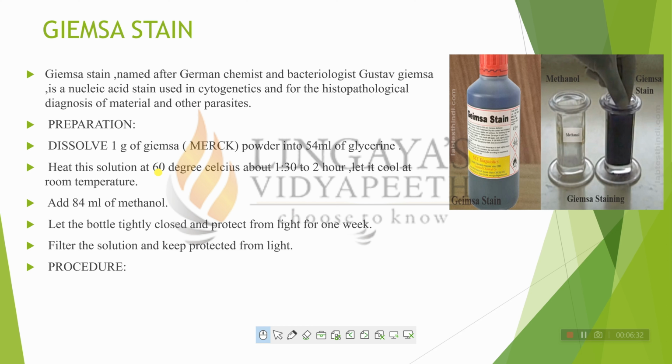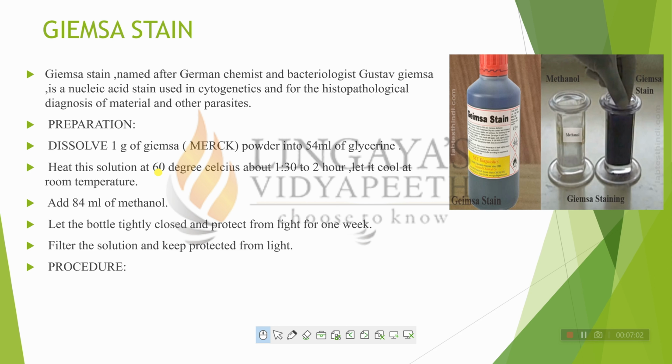Alright. Now how you have to prepare the Giemsa stain? So you have to dissolve 1 gram of Giemsa powder into 54 ml of glycerine. You have to heat this solution at 60 degrees Celsius for about 1.5 hours to 2 hours. Then you have to let it cool at the room temperature. Then after cooling, you have to add 84 ml of methanol to it.